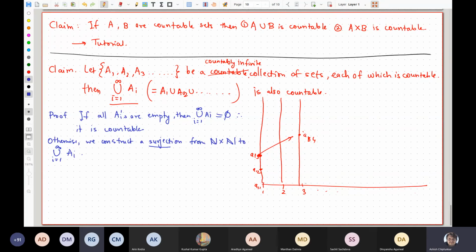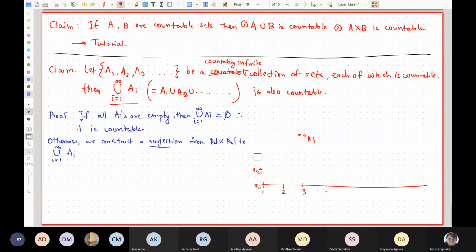Yes, sir. I was thinking, can you also do A1 cross A2 cross A3 dot dot dot? But I think that will only work for a finite number of sets, and infinite won't be countable, maybe. Yeah, so that's for the next class. What you said is right, but we'll discuss this in the next class. Okay. Right, so we want to construct a surjection.